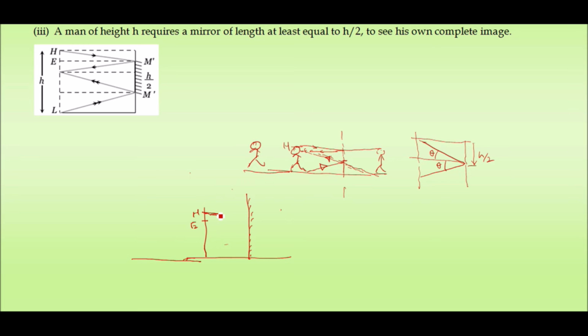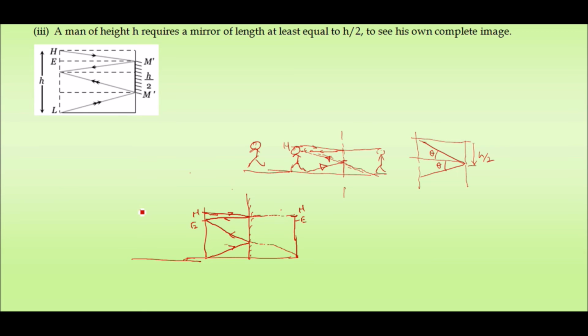Now the light ray goes from the head, strikes the mirror and comes to the eye, and in this case the image is formed in the mirror. From the feet, a light ray goes, strikes the mirror and comes to the eye. In this case the image will be formed here, having this place as H, this place as E, and this point is the bottom point. So if you see here, the image is formed in this case.